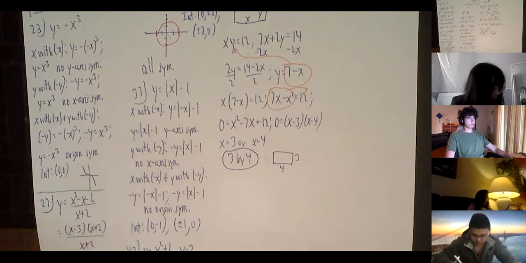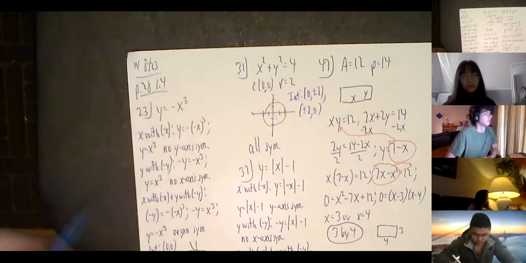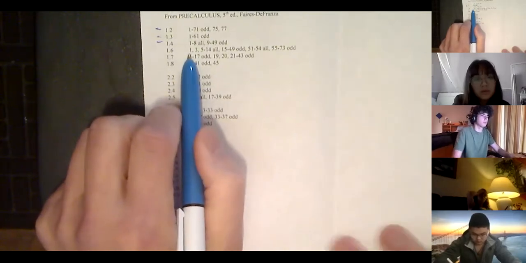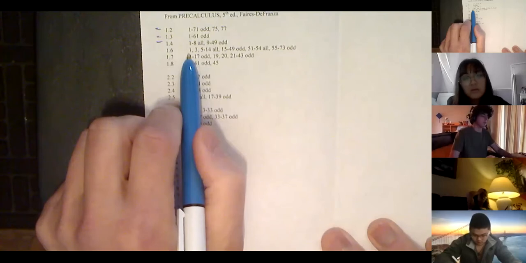Okay, and that's it for 1.4. That's as much as I was going to show you. So again, I did a lot of the problems that are here. Okay, so I'm ready to start 1.6. Well, not really. 1.6 has a lot of introductory stuff, and I'll show you the pages for that, especially for those that don't have the text.